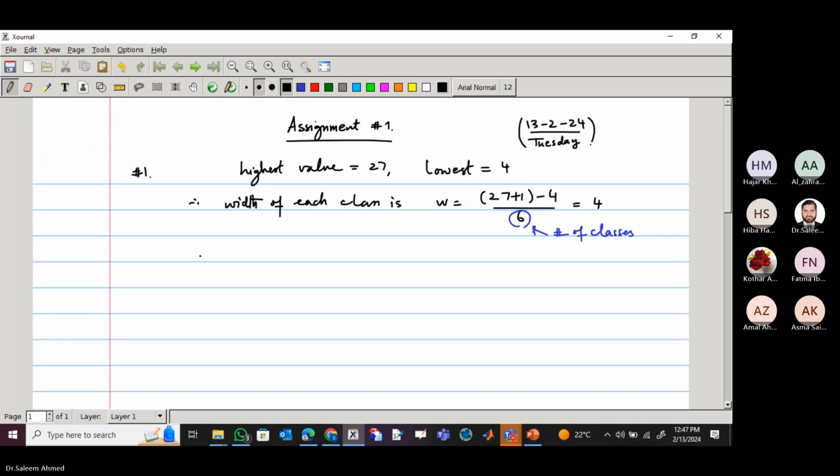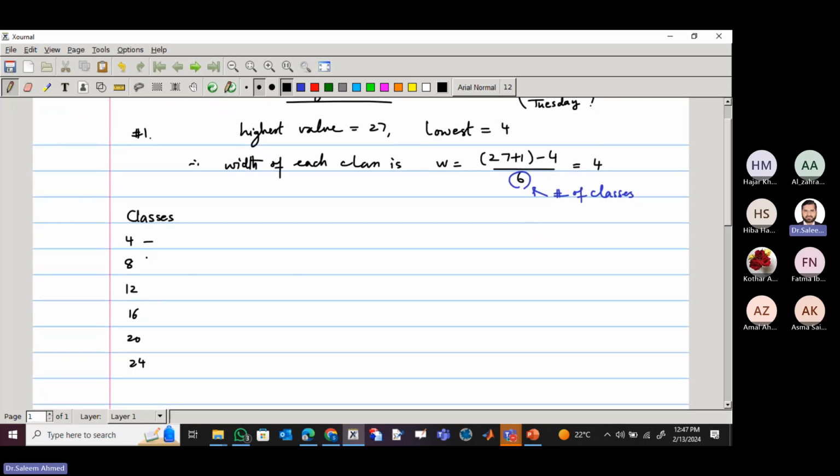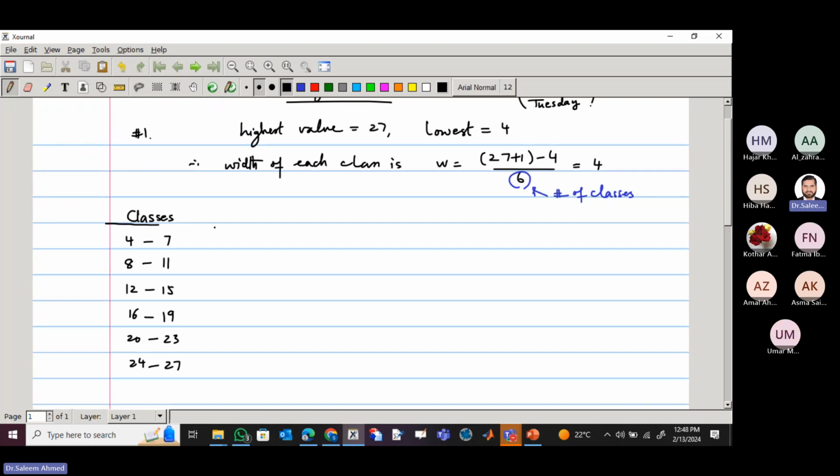So it means I will start writing the classes from the lowest one, 4 plus 4, 8, 12, 16, 20, 24, and the upper limit before 8 is 7. So 7 plus 4, 11 plus 4, 15, 19, 23, and 27. So 27 is the last one, so I can stop here. You see 1, 2, 3, 4, 5, 6 classes. So with this class interval, automatically I will get 6 classes.